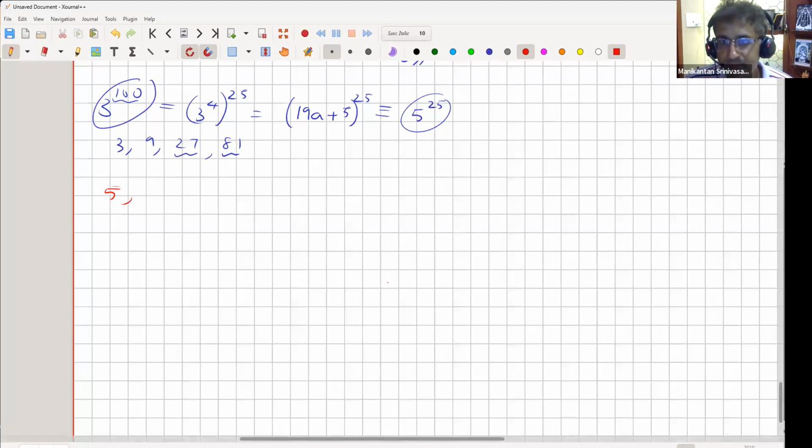So you got 3 raised to 100, 3 raised to 4 raised to 25. Why do you get the 19a plus 5? That main step is, I want to divide by 19 and then see the remainder. So I explore powers of 3 and see where I'm fairly close to a multiple of 19. 81 was fairly close, so 76 plus 5. Okay, now I shift gears to the 5 side.